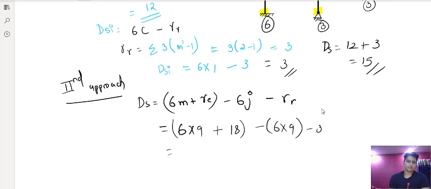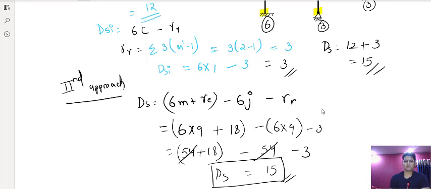Now solve this. This becomes 54 plus 18 minus 54, minus 3. Now 54 gets cancelled and it is 18 minus 3. So the value is 15. So by using the direct formula also you can get the value of DS. So this is how you will solve the numerical.